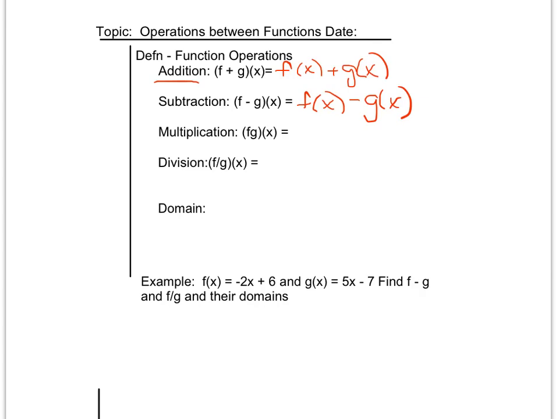Multiplication, f times g of x is the same thing as f of x times g of x. And then finally, f over g of x is the same thing as f of x all over g of x. So the big thing to do when we use our function operations is perform whatever operation they're asking me to do, and then oftentimes they're going to ask me to state my domain. Remember, domain is all possible x values.